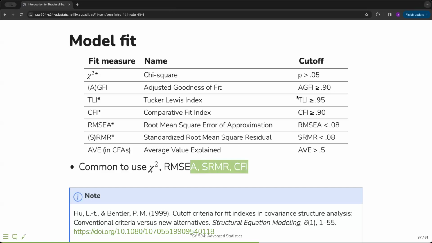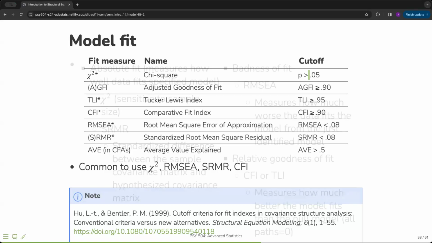And luckily, Hu and Bentler in 1999 came out with some cutoffs to determine if our model is a good fit. So they recommended that our chi-square p-value be greater than 0.05, so it shouldn't be statistically significant. The TLI should be greater than or equal to 0.95, and the CFI should be greater than or equal to 0.9. And then the RMSEA and the SRMR should be less than 0.08. When we look at these fit indices, we want to make sure that our model fits these cutoffs.